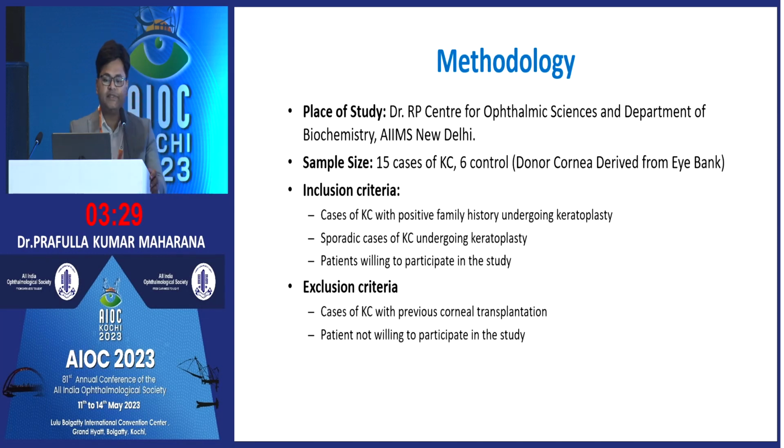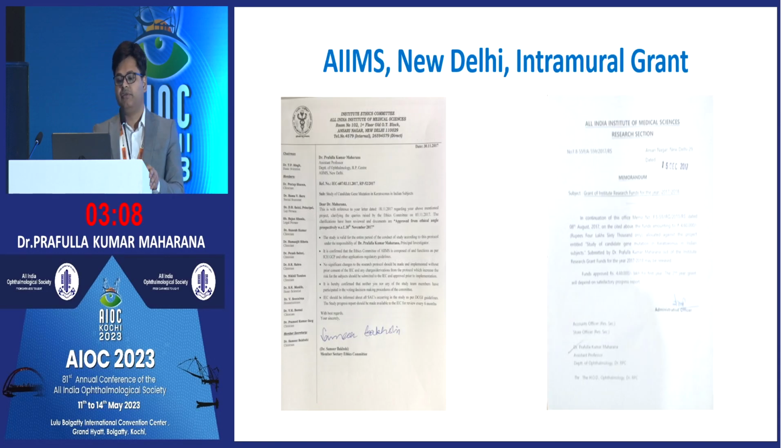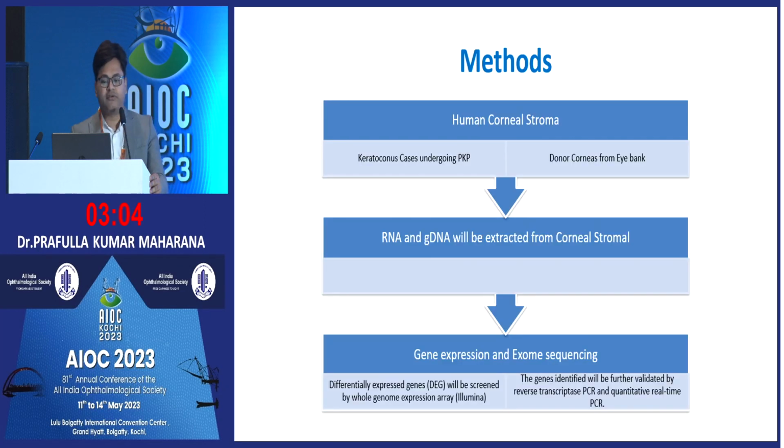We did this at RP Center, AIIMS, New Delhi. Sample size was 15 because whole exome sequencing is a costly procedure, and AIIMS New Delhi gave us a grant of 10 lakhs only. So for that, we selected 15 cases and 6 as control. We included all cases of idiopathic keratoconus, and since it involved genetic analysis, those patients who didn't consent, we excluded. So these were the ethics committee approval as well as intramural grant from AIIMS New Delhi.